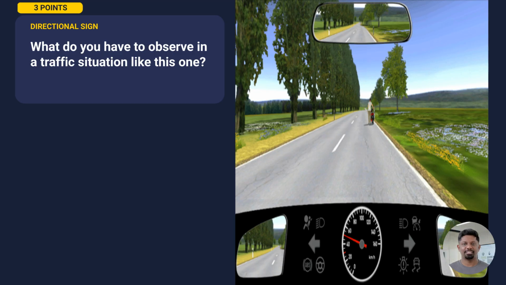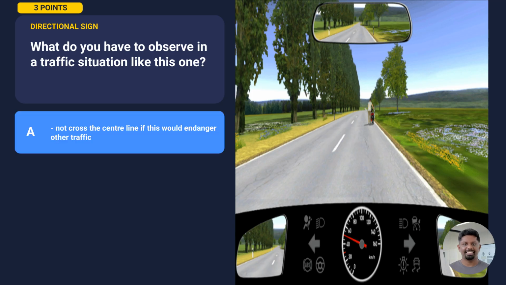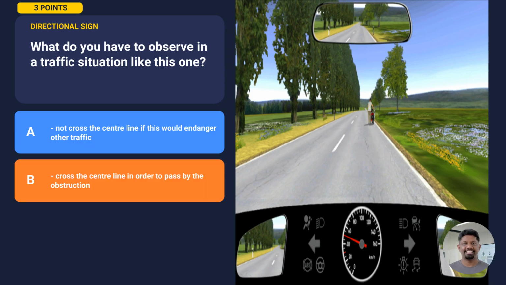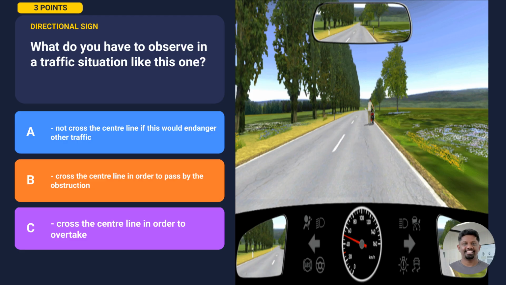And here's the next question. What do you have to observe in a traffic situation like this one? Study the scene carefully before looking at the options. Option A, not cross the center line if this would endanger other traffic. Option B, cross the center line in order to pass by the obstruction. Option C, cross the center line in order to overtake. This is your chance to pause and think. Resume the video when you're ready.